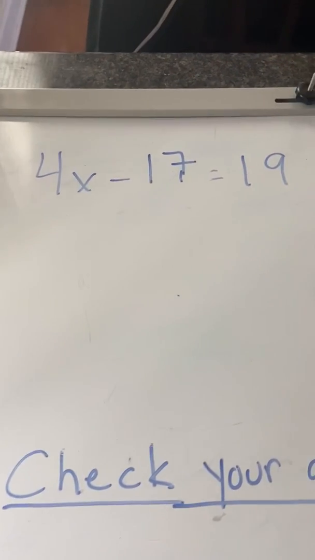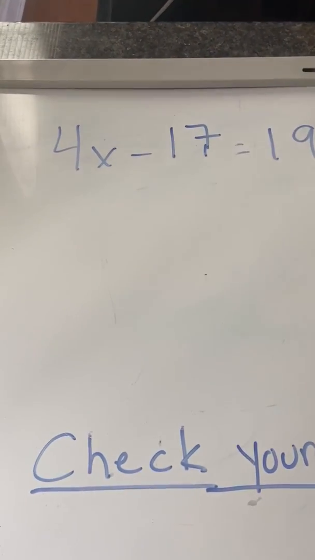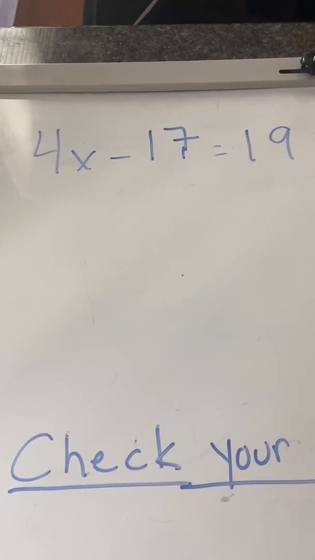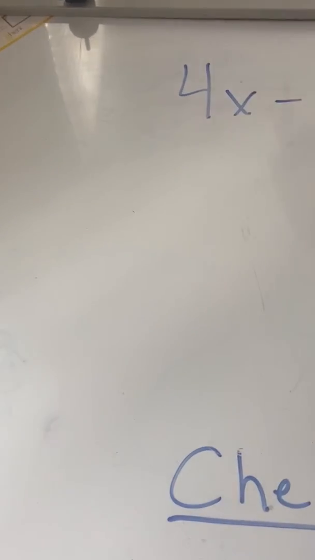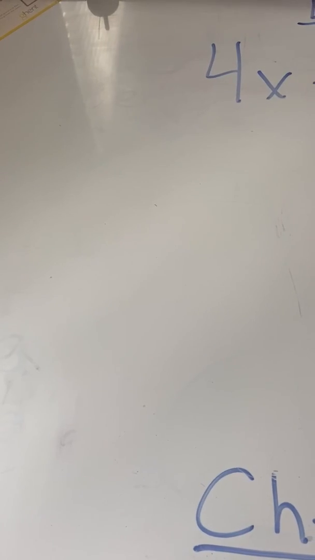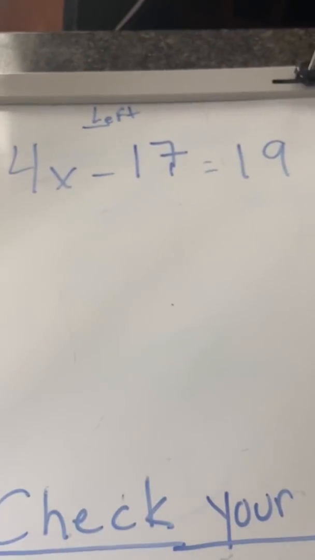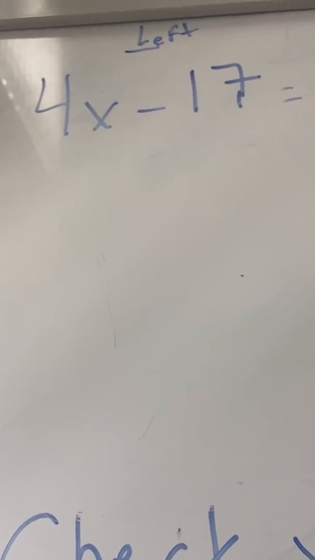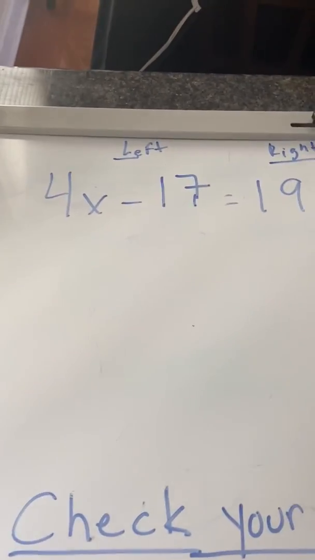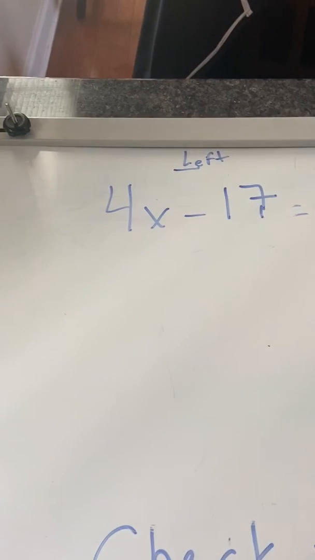When you solve an equation, you always want to start on the side where the variable is. In this case, x is our variable, and it's on the left. So the left is where we start, and 19 is on the right. We want to start on the left because here's our variable.